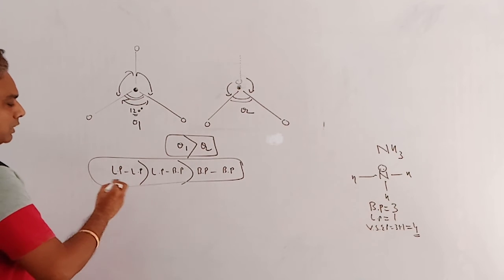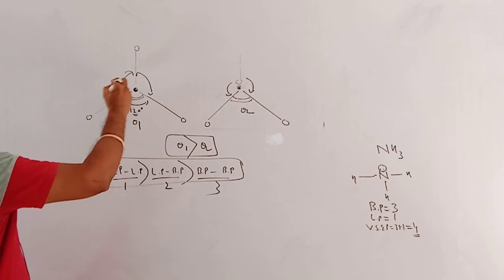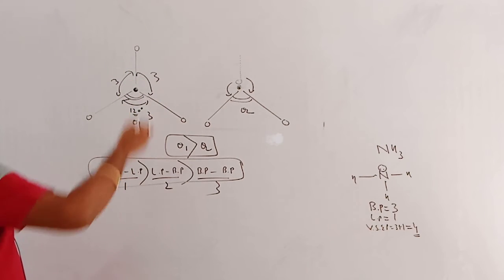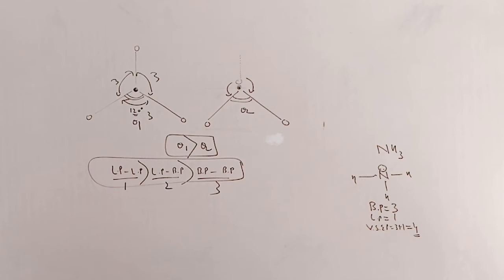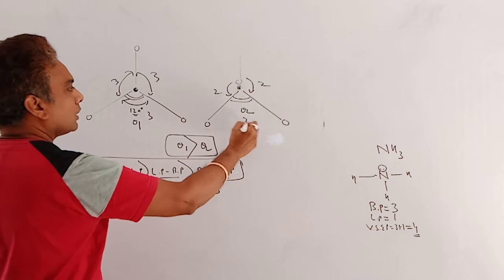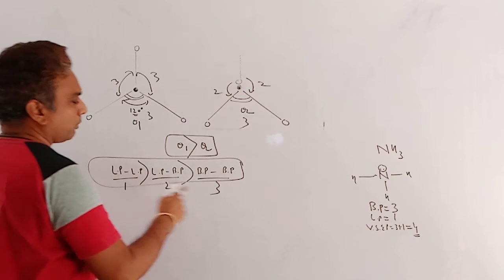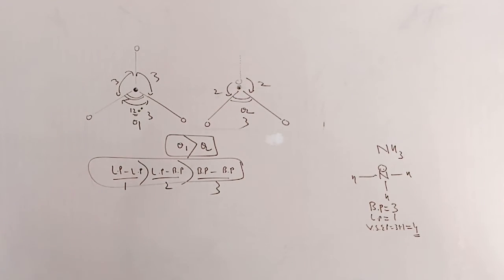Or you can say here are type 1, 2 and 3 repulsion. In this molecule, all have the third type of repulsion, which is BP. But in this molecule, here is 2, 2 and here is 3. And 2 dominates over 3. So the bonds are close to each other and the bond angle will shrink. Clear?